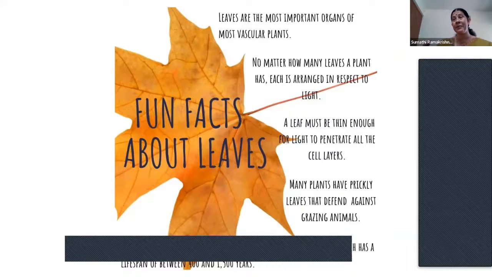You can keep a plant near the window or in the balcony, wherever you can get sunlight, and observe the difference. Do both grow the same? Surely they won't. Then you can ask why it doesn't happen. You can very well say that it is the lack of sunlight, because we first read about the factors needed for a plant to grow. If it doesn't get proper sunlight, the plant will change its direction. So a leaf must be thin enough for light to penetrate all the cell layers.